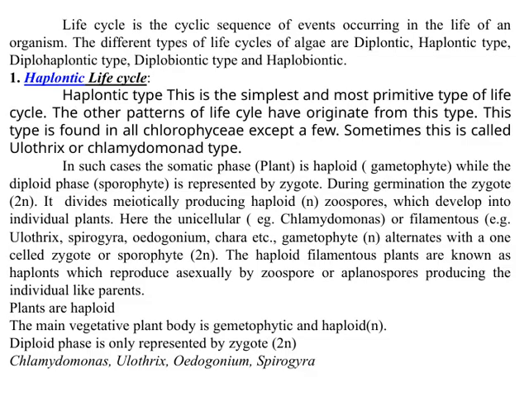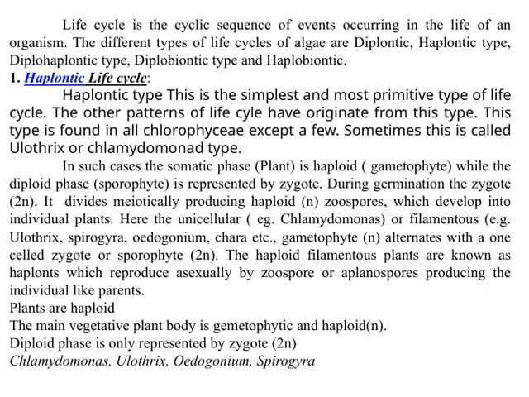Let's take a closer look at the haplontic life cycle. This is considered the simplest and most primitive type of life cycle in algae. Interestingly, many other types of life cycles actually originate from this one. You'll find this pattern in almost all chlorophyceae, with just a few exceptions. Sometimes, this cycle is referred to as the Ulithrix or Chlamydomonad type, which helps us connect it to specific examples.